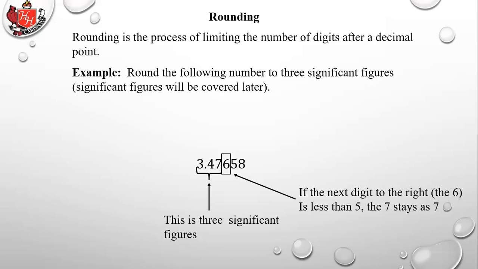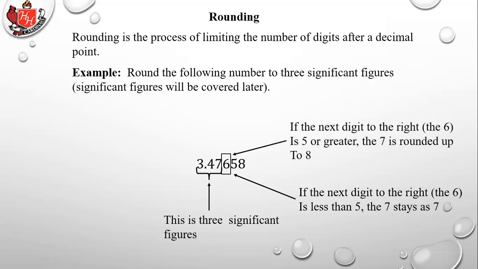So if the next digit to the right, the 6, is less than 5, then the 7 stays as a 7. You could think of it as rounding down to 7. If that next digit is 5 or greater, so anything greater than 5, then the 7 is rounded up to an 8. Well, in this case, the 6 is 5 or greater, so that's going to round the 7 up to an 8, so the answer will be 3.48.